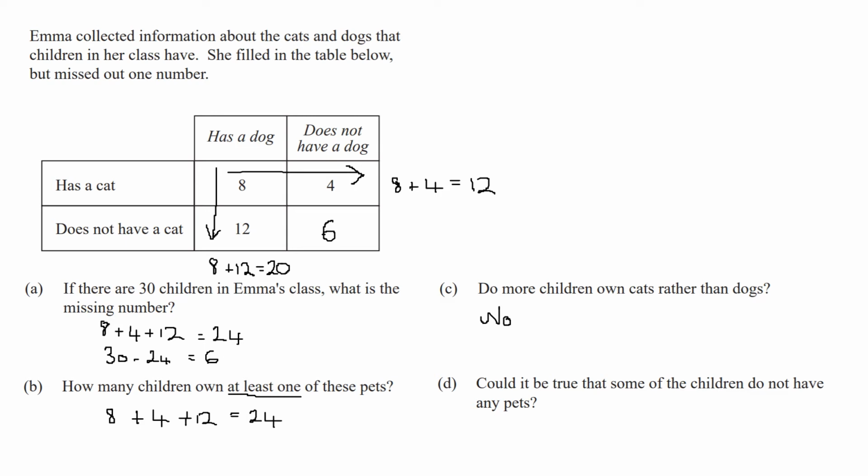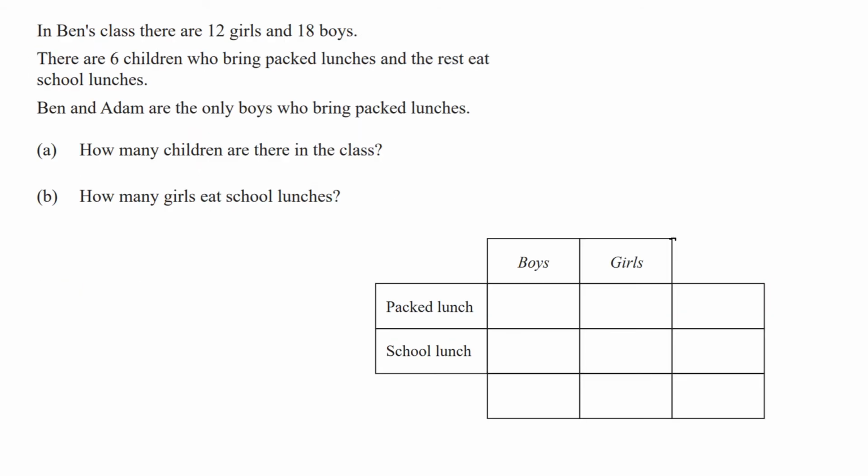D, could it be true that some of the children do not have any pets? So we've got 6 children here that don't have a dog or a cat. Now, cats and dogs obviously are not the only pets you can have. They could have other pets. They might have a horse, a rabbit, a mouse, some other pet. So yes, it could be true. This only tells us about dogs and cats, but it could be true that some of these children don't have any other pets either.